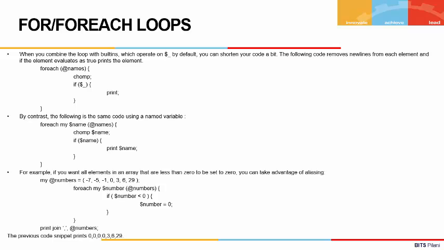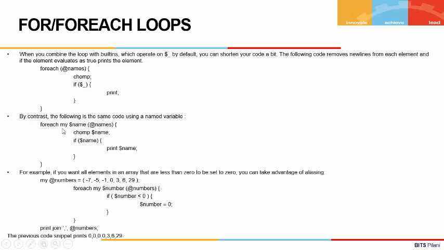For example, we can see it here for each element. There is an array, the names, and for each element you are chomping the newline character. By using $_, for each of the values of the array, you go on printing it, and this will print after chomping the newline. For this same code, if you want to use a variable, by defining a variable, the same code can be written like this.